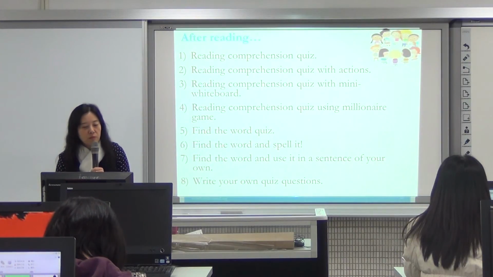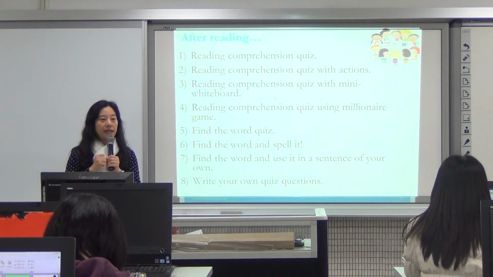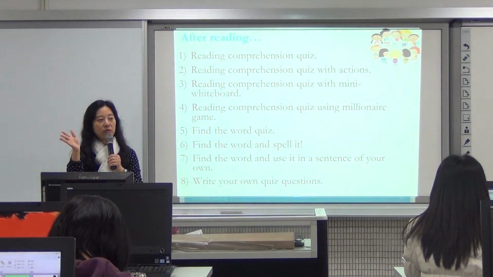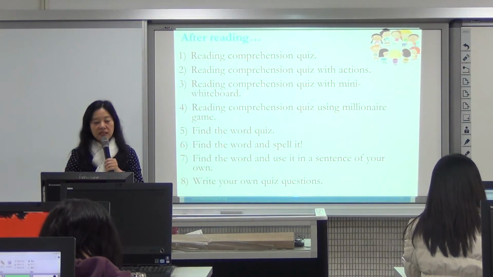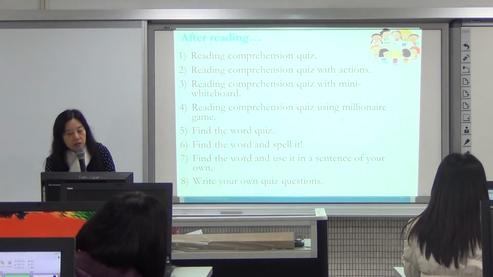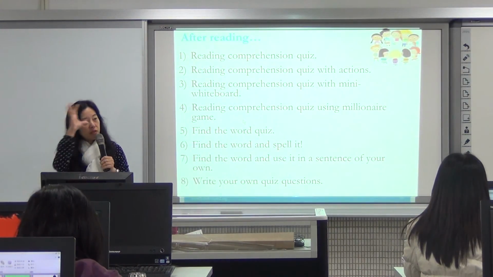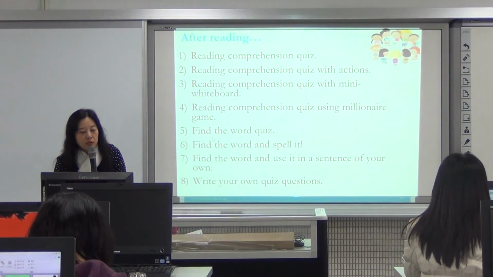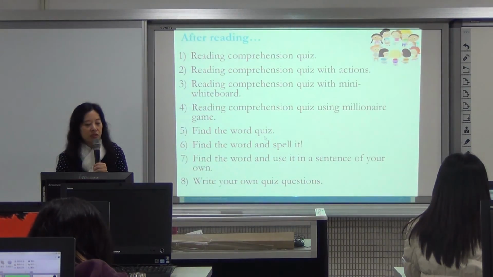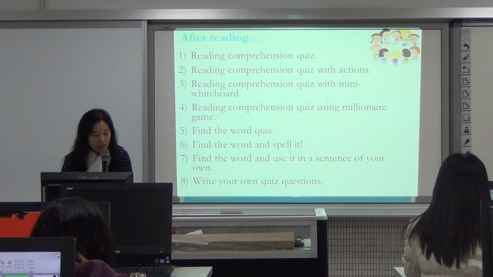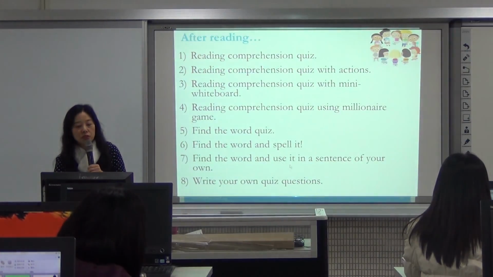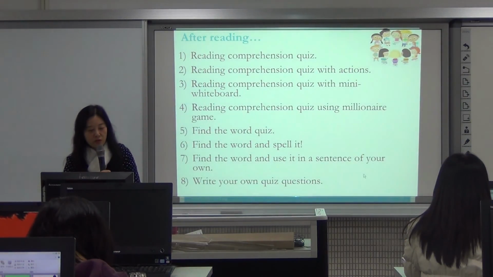Reading comprehension quiz with mini whiteboard. Okay. They are going to write something and show you right away, and you know what's wrong with the spelling or understanding. Okay, you can have a millionaire game using the game format. Okay, and you can give them rewards. Okay, find the word. Okay, again, word search. Okay, find the word and spell it. So gradually you make it more complicated. Find the word and use it in a sentence of your own. Okay.